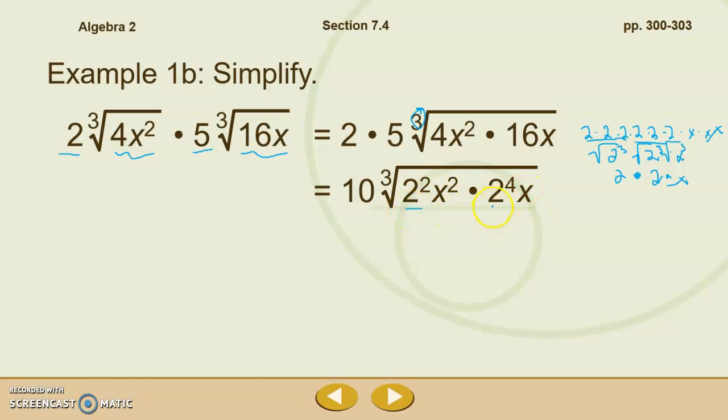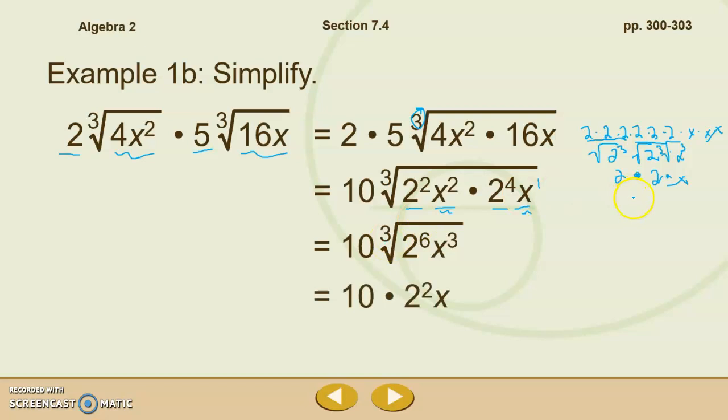We can then combine our base 2's and our base x's here. So 2 squared and 2 to the 4th is 2 to the 6th. X squared and x to the 1st is x cubed. And then that's simplified from there. So I have, if you remember, 2 times x, which is 2 squared x, and they have 2 squared x. So you see we have the same thing here with our original 10, 2 times 5 that we have. And now we can simplify this one more time.